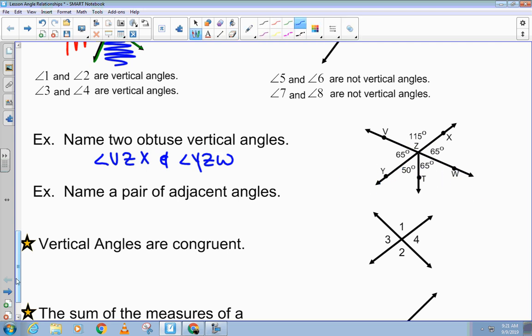Now, it says name a pair of adjacent angles. There are numerous adjacent angles here, okay? I'm going to give you an angle. Let's take this one right here, and I want you to name an angle adjacent to angle XZW. TZW. Okay, good. So he said this one right here, right? So angle TZW, there's one. Okay, give me another one to this side. BZX. Okay, this one right here. Good.